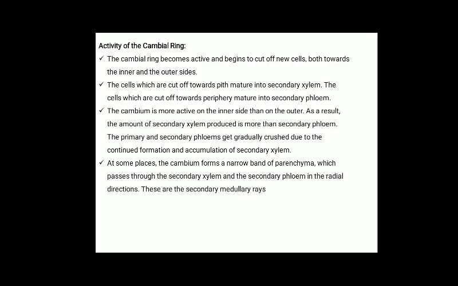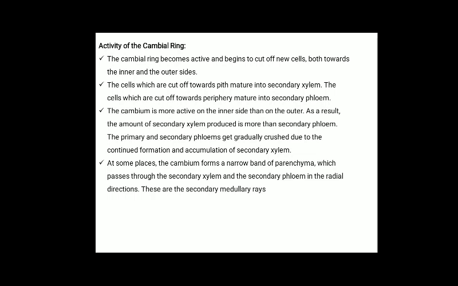Activity of cambial ring. The cambial ring becomes active and begins to cut off new cells, both on the inner and outer sides. The cells which are cut off towards the pith mature into secondary xylem. The cells which are cut off towards the periphery form secondary phloem. The cambium is more active on the inner side than the outer. As a result, the amount of secondary xylem produced is more than secondary phloem.